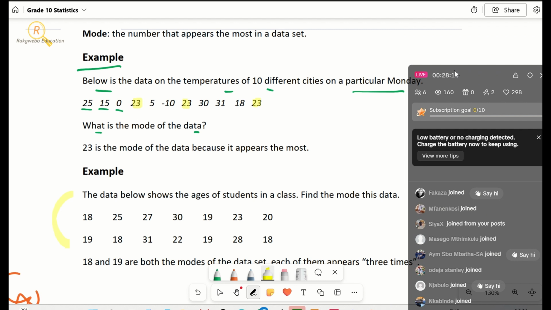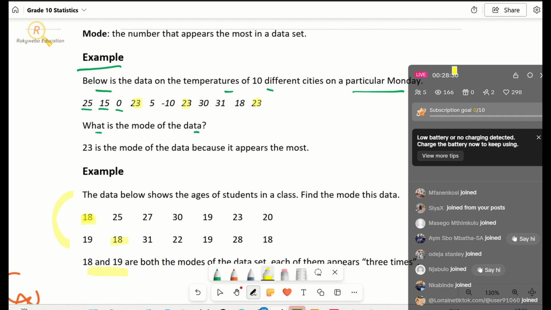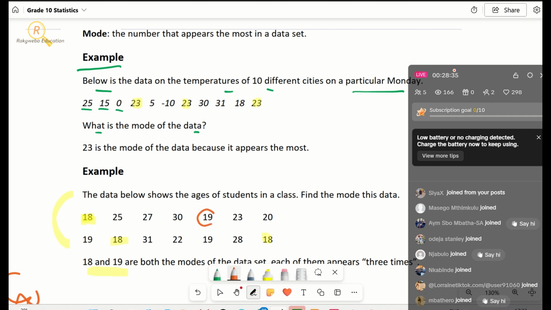18 and 19. You guys didn't copy, I hope you did not copy. Okay, so let's see, you've got 18 there. 18 appears once, second time, the third time. You guys say 19 as well. 19 appears the first time, second time, and the third time. So we've got 18 appearing 3 times, and 19 as well appearing 3 times. Therefore, the mode of the data is both 18 and 19. They appear the most, 3 times.